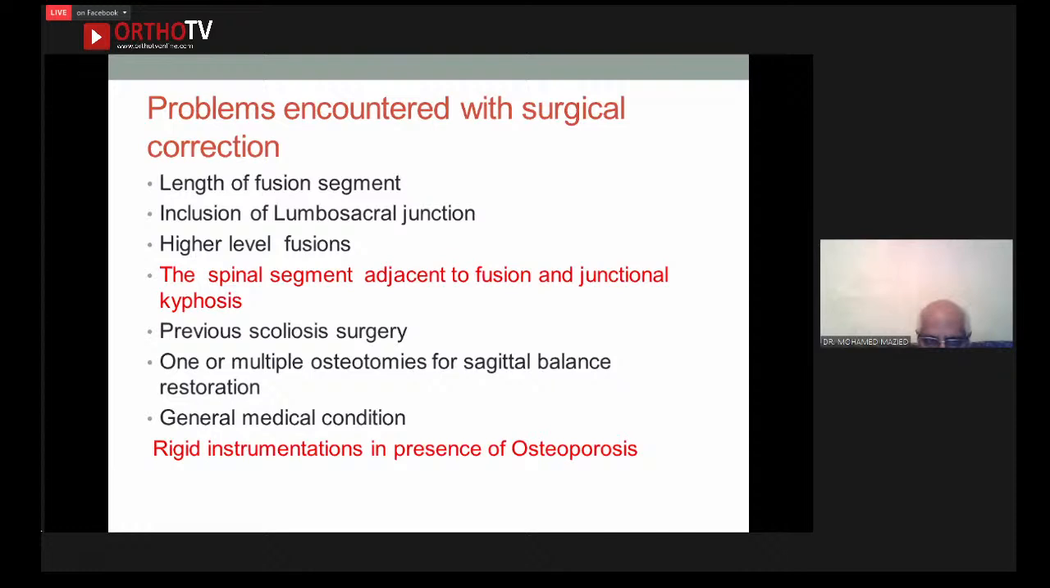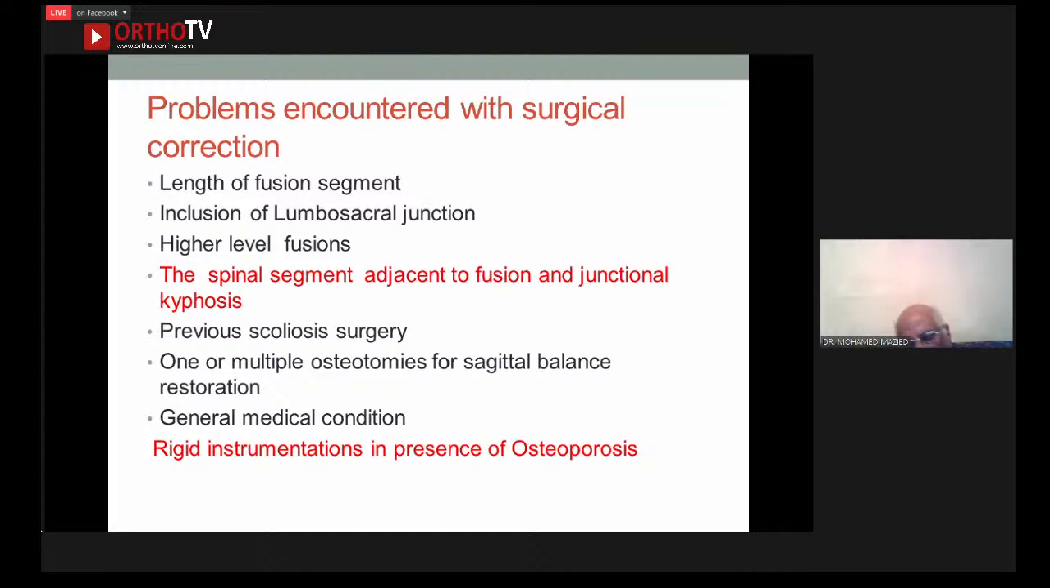Inclusion of the lumbosacral junction has its complications: higher level fusion, the spinal segment adjacent to the fusion, and junctional kyphosis, which can occur on top of this long fusion. This is why we advise, if you have to correct the lumbar curve, to end the rod at dorsal 12, no, I'm sorry, go to 9, go to dorsal 6, not stop at 12 at all, because you find the thorax get down and the patient will be worse at this transitional zone.